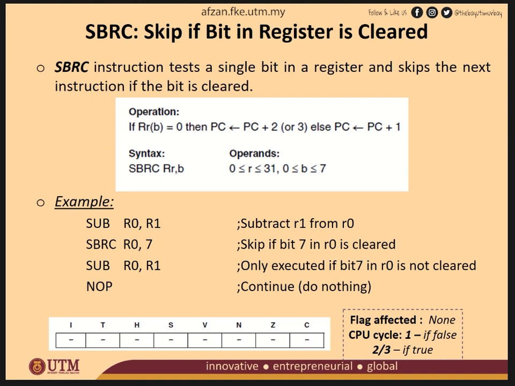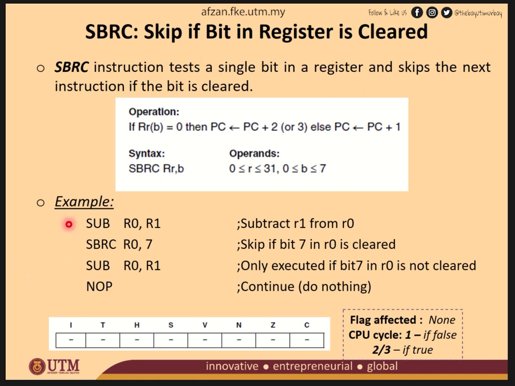Right? So I take the pointer first. This is the syntax of the SBRC: SBRC Rr, b, in which Rr is your destination register, the operand, and b is the bit, the location of the bit that you want to see. If that bit is clear, then you skip the next instruction. If not, then you do the following instruction. So let's see this example here.